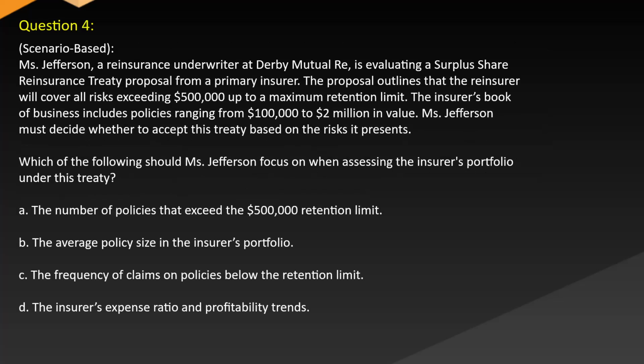Question 4. Scenario-based. Ms. Jefferson, a reinsurance underwriter at Derby Mutual Re, is evaluating a surplus share reinsurance treaty proposal from a primary insurer. The proposal outlines that the reinsurer will cover all risks exceeding $500,000 up to a maximum retention limit. The insurer's book of business includes policies ranging from $100,000 to $2 million in value. Ms. Jefferson must decide whether to accept this treaty based on the risks it presents.